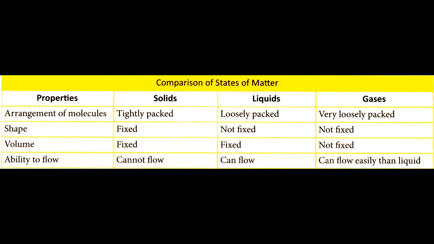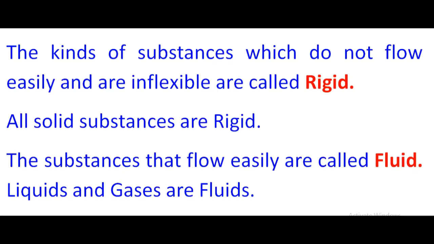And one more thing, solids cannot flow away. But liquids can flow, and gases flow more easily than liquids. Here we must learn 2 new words. The kinds of substances which do not flow easily and are inflexible, they may be broken down, chopped down, but they cannot be flexed. These things are called rigid. All solid substances are rigid. And the substances that flow easily are called fluids. Like liquids and gases are fluids.